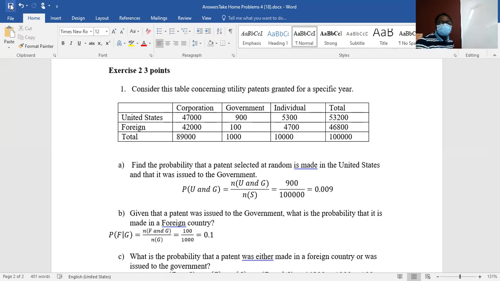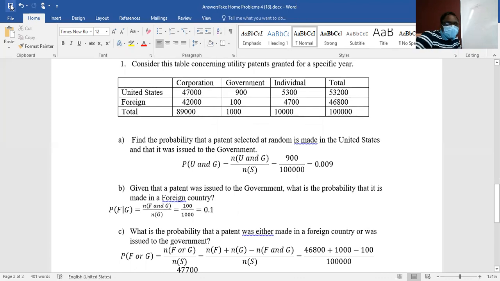We could also ask, given that a patent was issued to the government, what is the probability that it was made in the United States? In that case, you will do 900 divided by 1,000. Some of you did that instead for question 1, dividing by 1,000 instead of 100,000. So question C, what is the probability that a patent was either made in a foreign country or was issued to the government? Here again, we will use the addition rule because of the word "or."